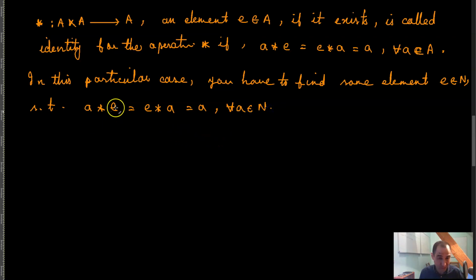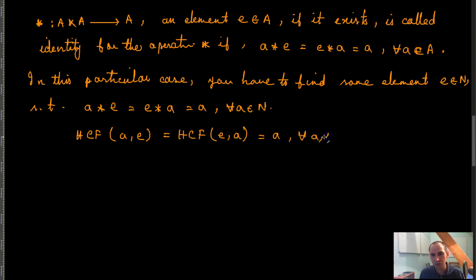In other words, A star E, the HCF of A and E, must be equal to the HCF of E and A. That must be equal to A for all A belonging to N. Of course, this part is not a problem because star is commutative, so the HCF of A and E and the HCF of E and A are equal in the first place, so we have no problem with that.